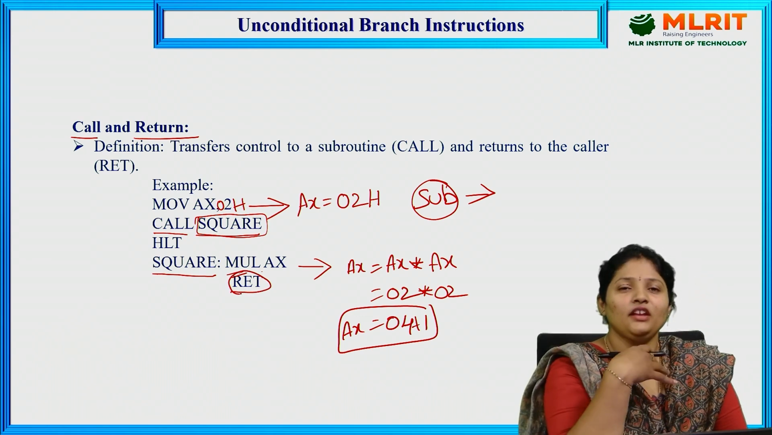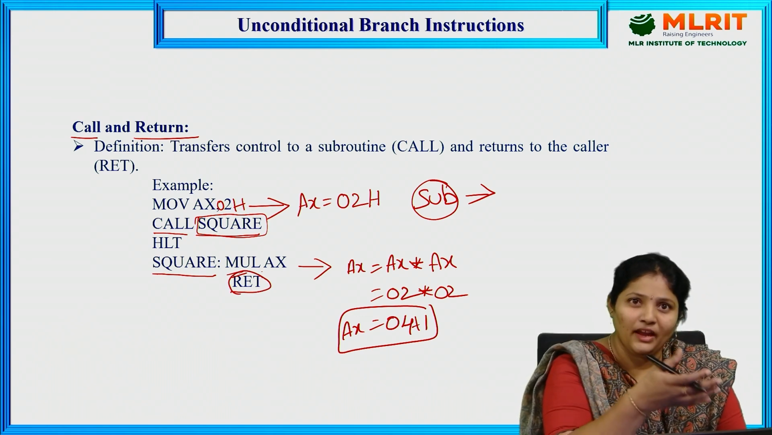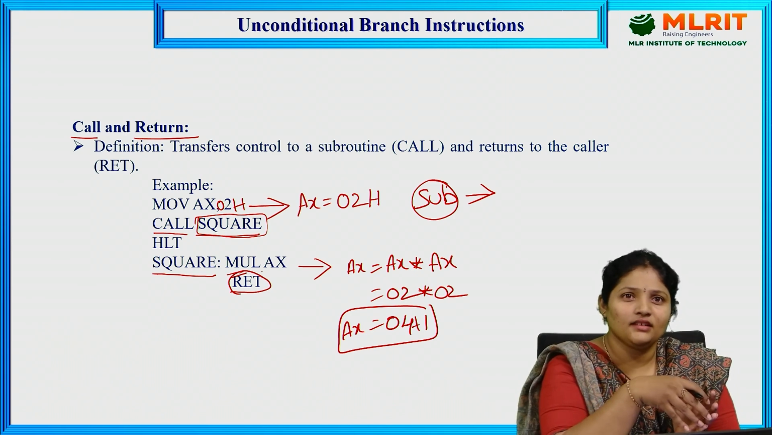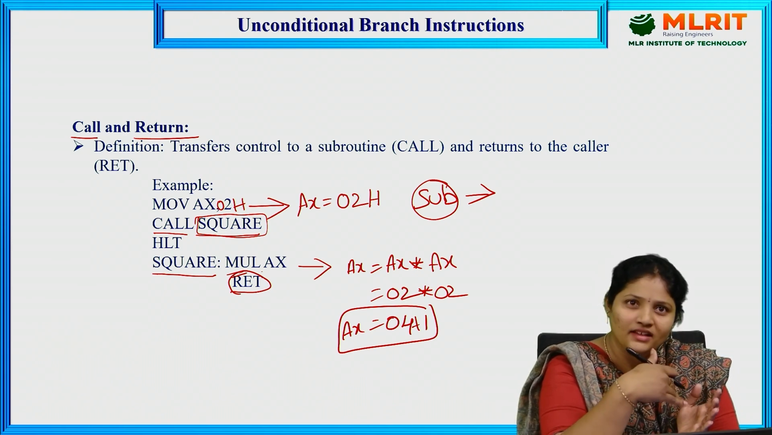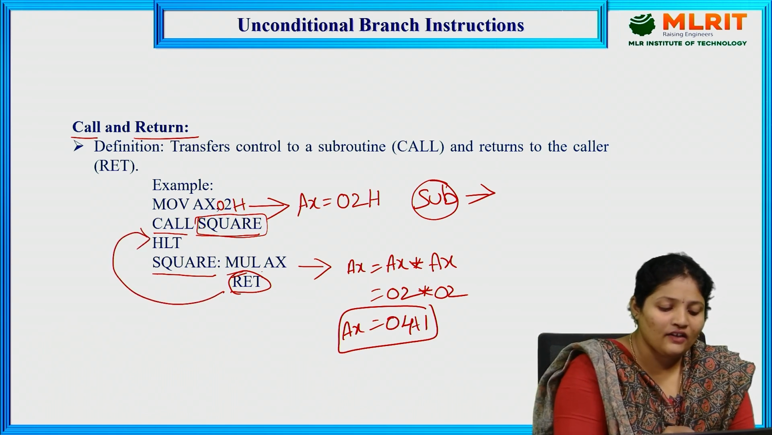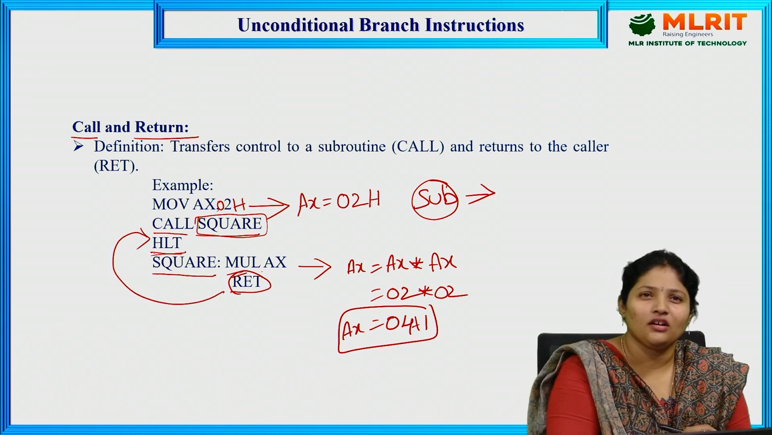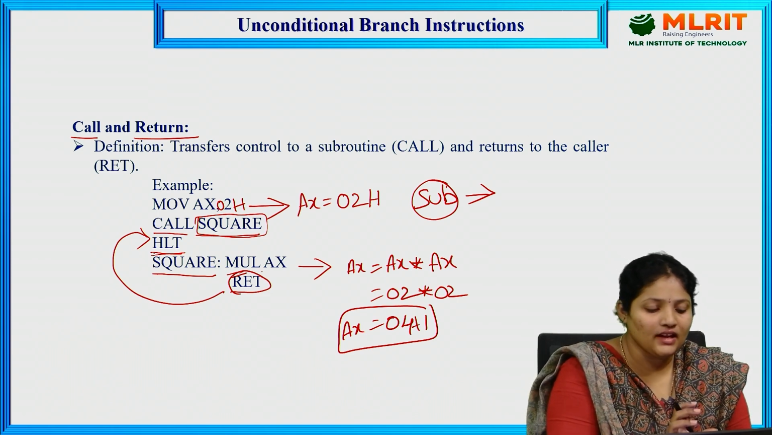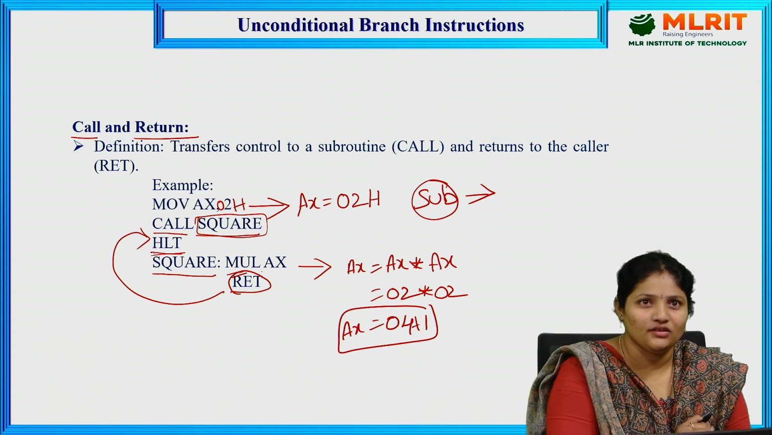Whenever we need to get back to the main program, we need to write the return instruction. So return indicates that the subprogram has ended and we are getting back to the main program. After that, what is the instruction? HLT. Halt is the machine control instruction which will end the program itself. So this is the example of call and return instructions.